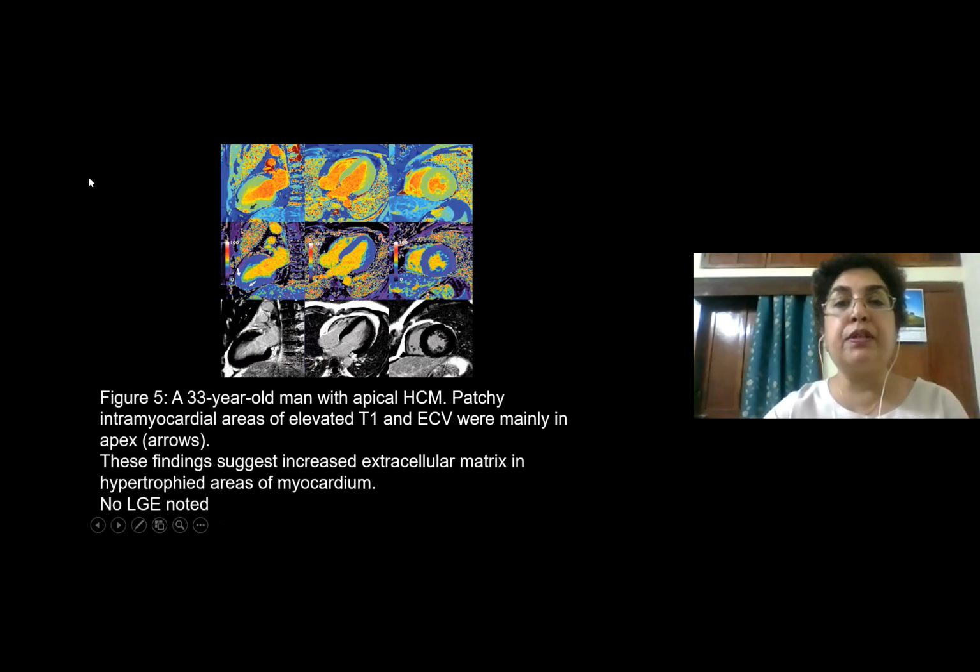Look at this patient. This is T1, ECV, LGE. The patient has apical variety of HCM, that is, the thickening is in the apical region. There is no LGE, however, T1 and ECV values were elevated.